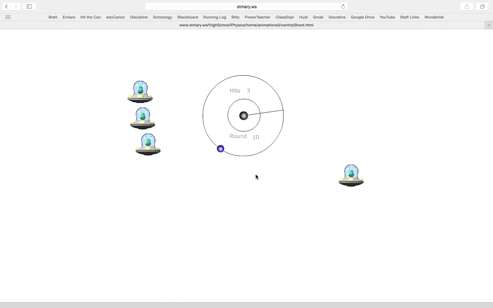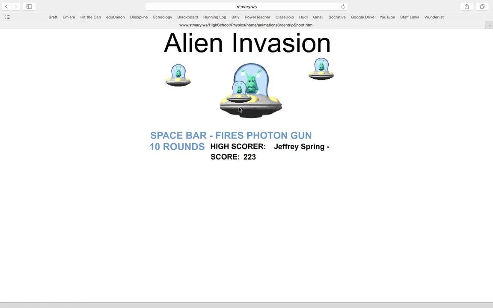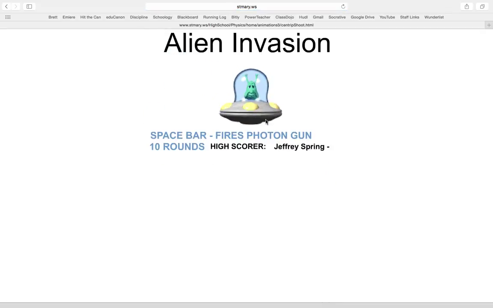So watch me play the game for a minute, right? All right, so if I want the ball to hit this guy right here, then I want to go at a right angle. So I want to release when the ball's right about there. Oh man, what happened? Sorry, guys.